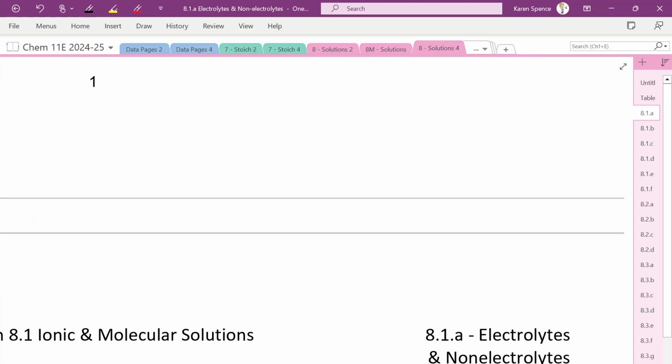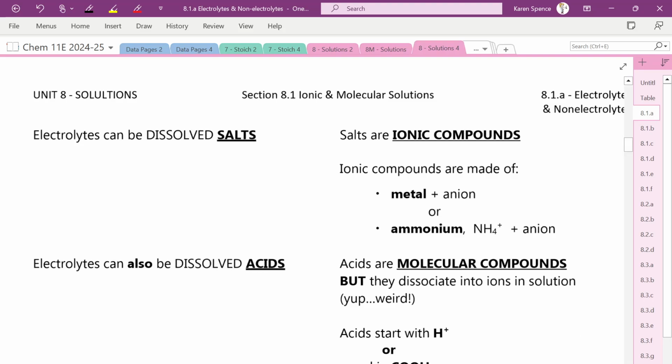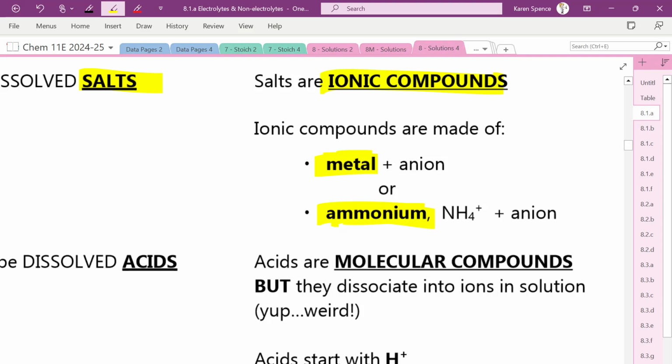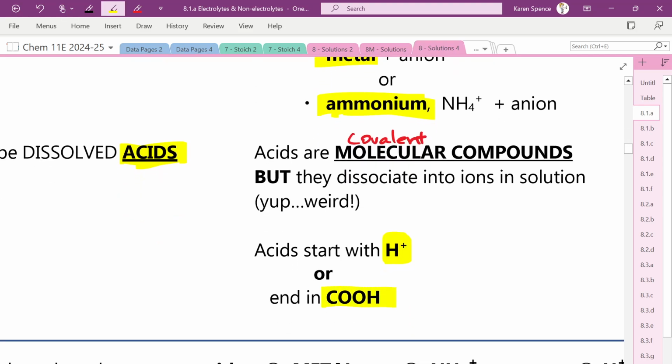Starts with hydrogen. Okay, so on our next page, we have how can we get an electrolyte? You can have a dissolved salt, in other words, ionic compounds. So they begin with a metal or ammonium. Or you can have a dissolved acid, which are molecular or covalent compounds, but they also dissociate into ions in solution, which is a little bit weird, but that's okay. And acids start with H, or they end in COOH.